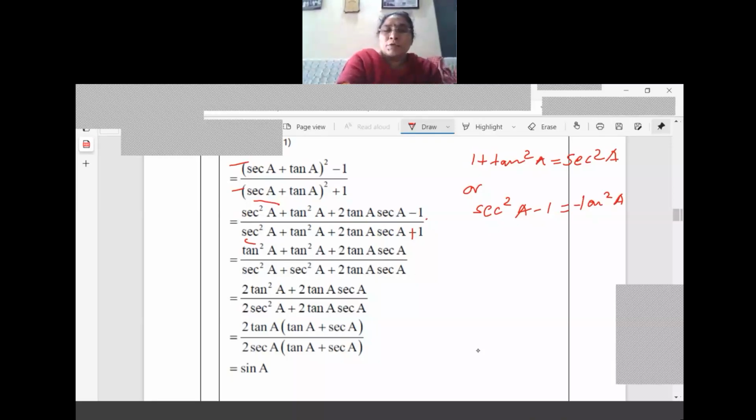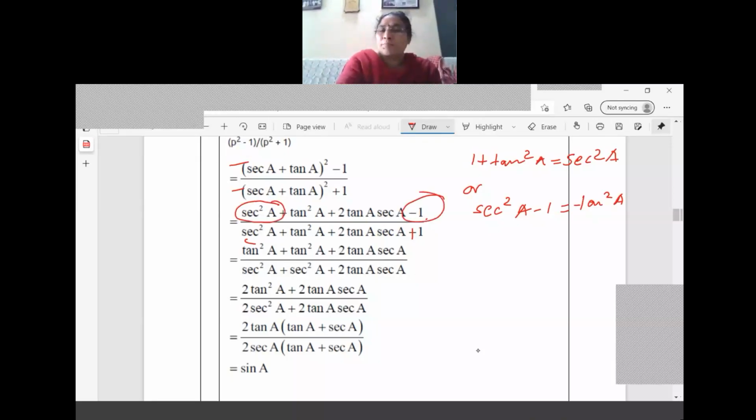So these two applications are the same identity only. If you check the numerator, it will be in the sec square A minus 1 form, right? But in the denominator sec square A plus 1 will come, so we group it as tan square A plus 1. Understood? So instead of these two terms, a tan square A will come, and instead of these two terms, a sec square A will come. So here 2 times tan square A, so we are getting 2 tan square A. Other terms have no change, only 2 tan A sec A. Here also 2 sec square A is there, 2 tan A sec A.